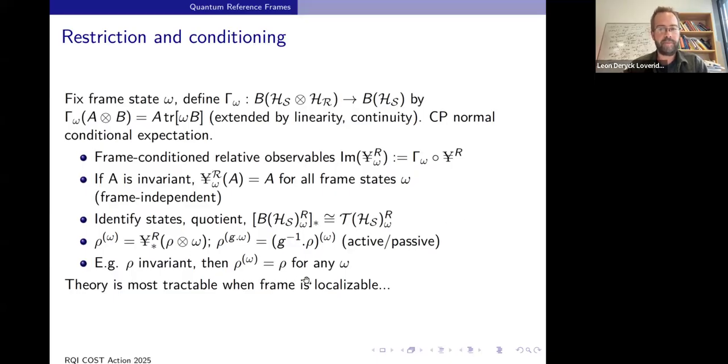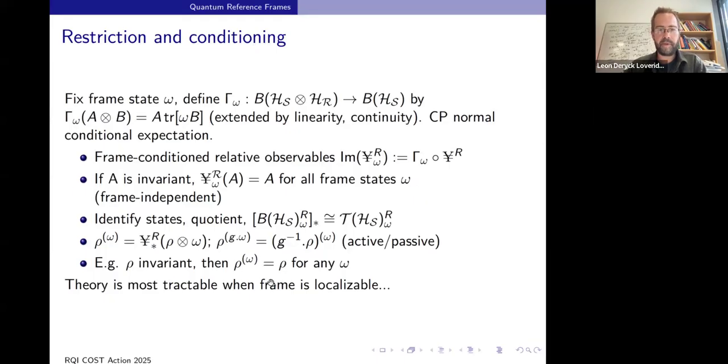For example, if the original observable was already invariant, so the thing that we wanted to relativize was already invariant under our representation of G, what happens if we relativize and restrict again? And the answer is, well, we just get A back exactly for all states of the frame. So this is really a theorem that's saying that it makes sense to think of the invariants as the frame-independent objects in the theory, which is what one would expect, I think. The invariant quantities are exactly the ones that can be defined independently of any reference frame, in particular any quantum reference frame.